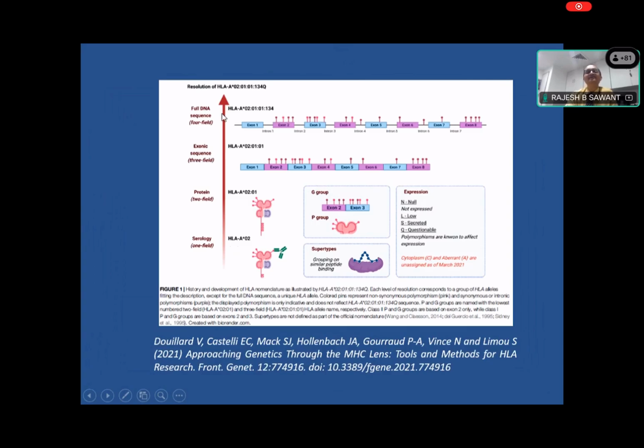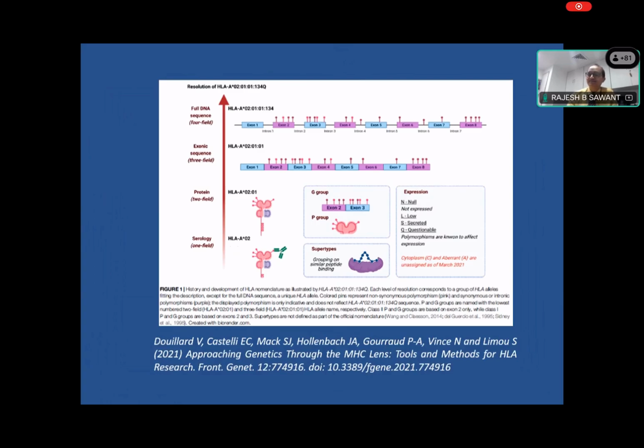And then finally the full DNA sequence also, or the fourth field of typing, where you can go till the level of HLA-A, 02, 01, 01, and 134, right? So that is basically the clinical relevance of resolution.